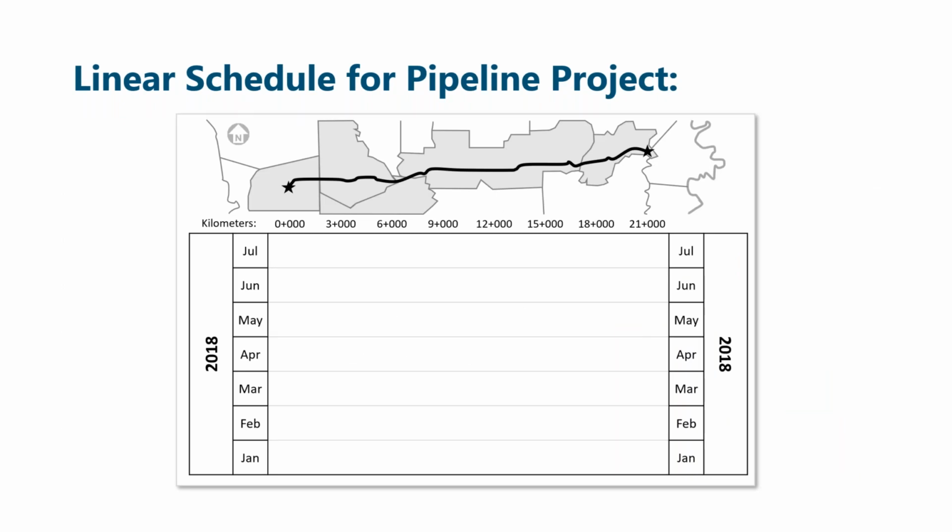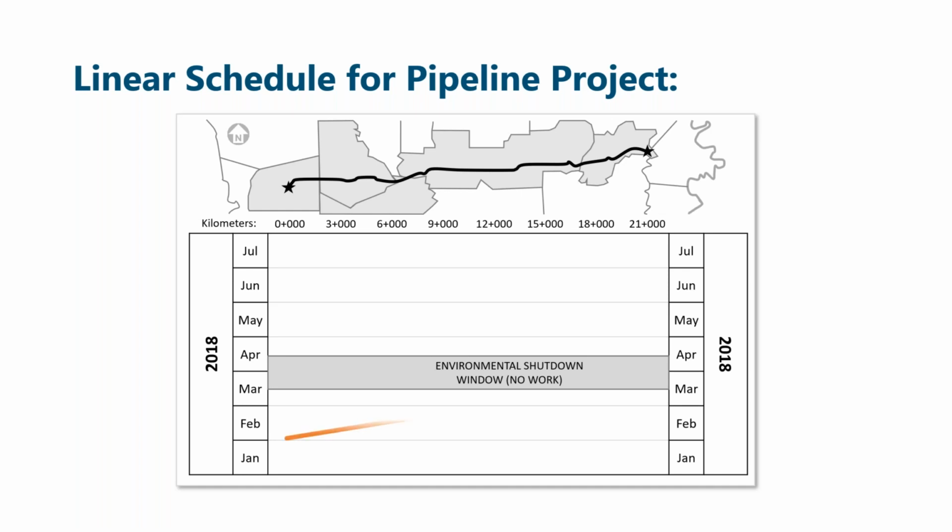Time is, again, from bottom to top in this example. And there is our shutdown window where we cannot work. The first crew moving will be the grading and pipe stringing. And you can see they started at the end of January and they advanced most of the way, but had to stop for 1 month where there was no work. So time is passing, but no work is happening. And then they can resume work and finish.